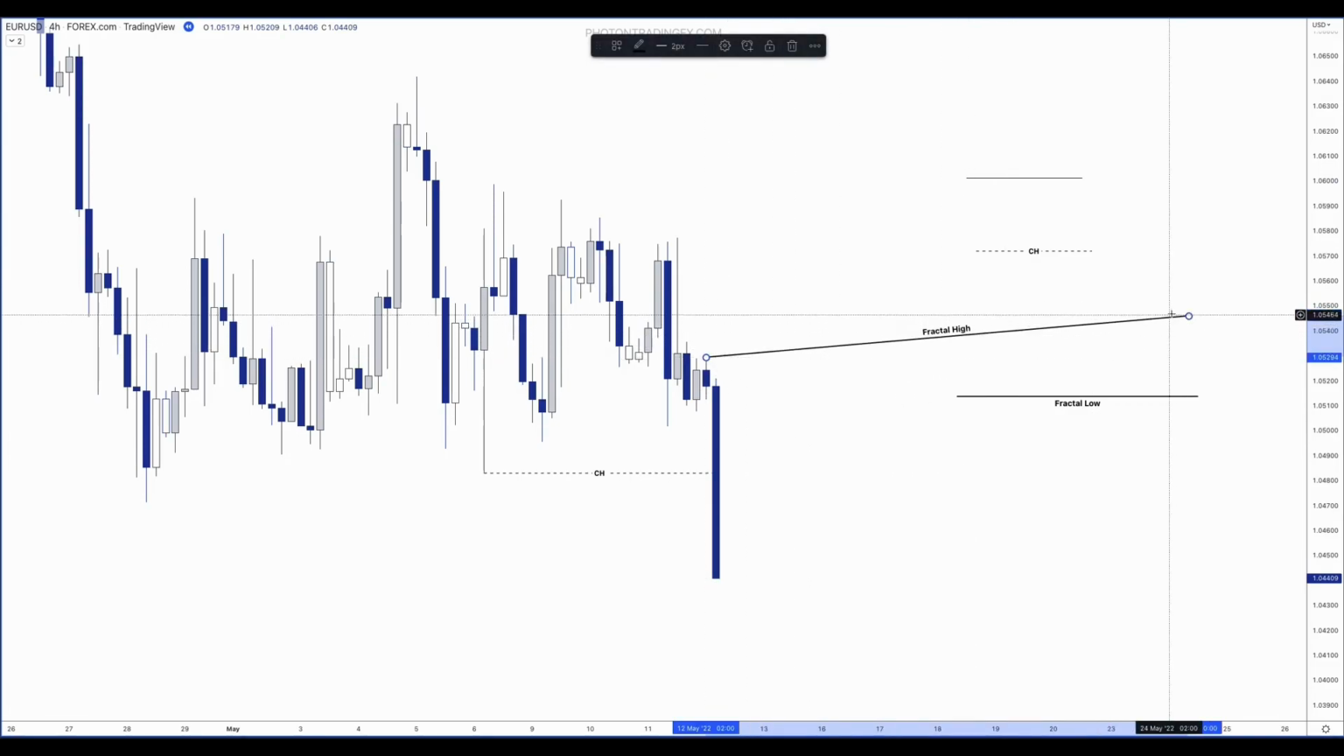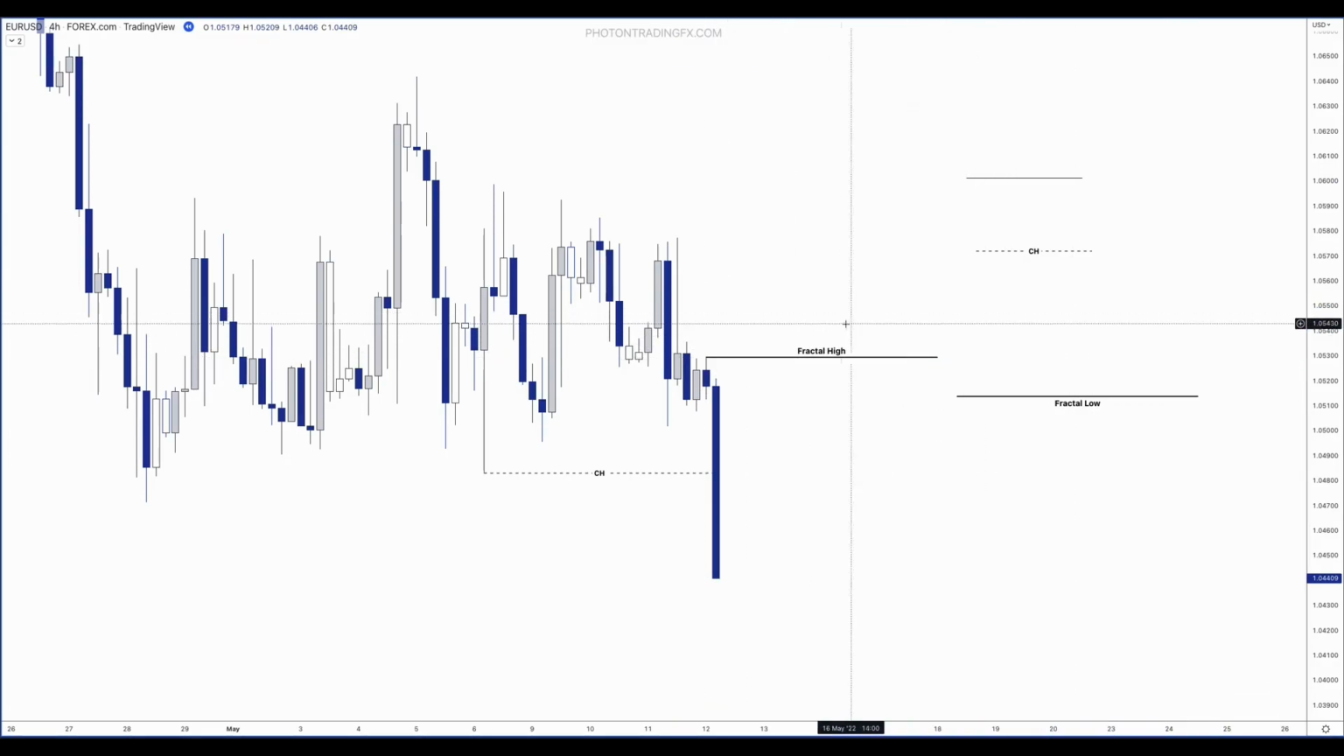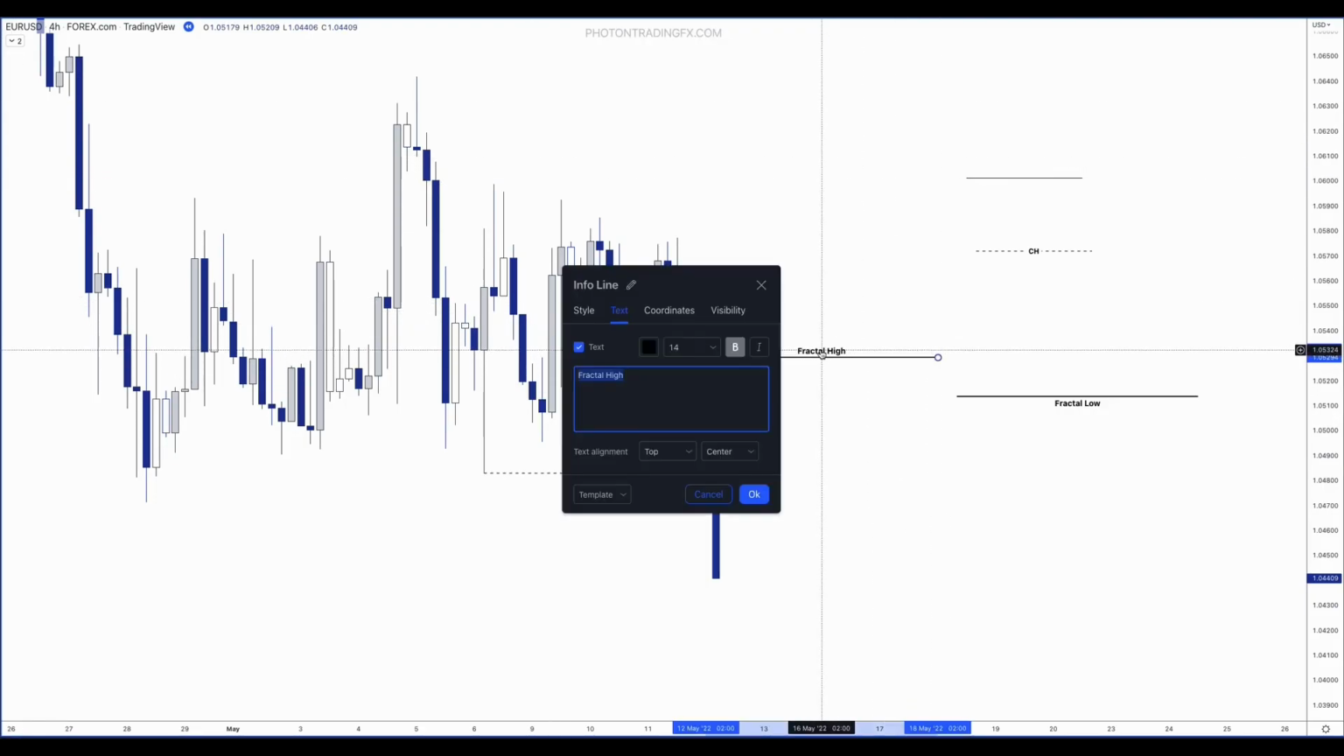So we can draw this on here, just using a trend line tool. If you want to do this, you can grab the trend line tool on the left-hand side, and then you can make different templates. Say you open this up, there's a text box up here. You can add whatever you want.